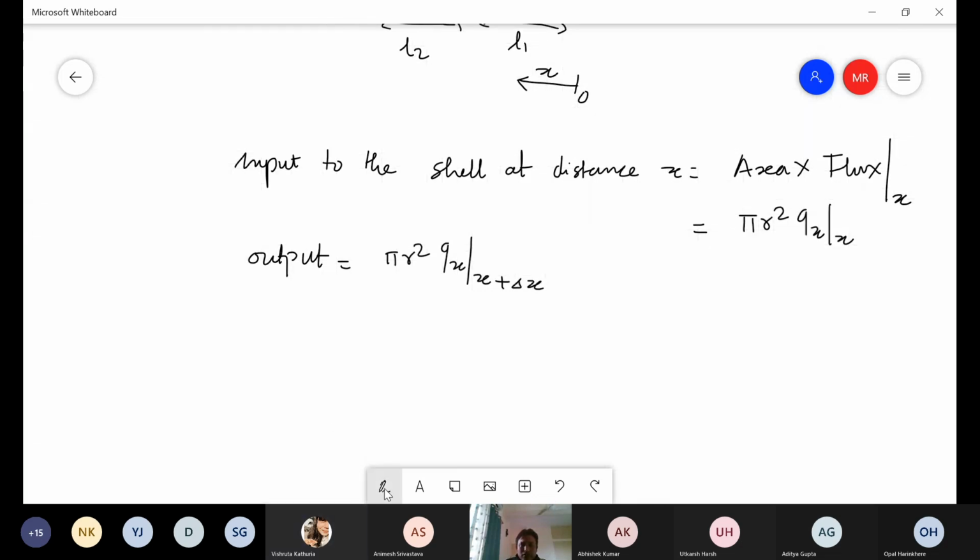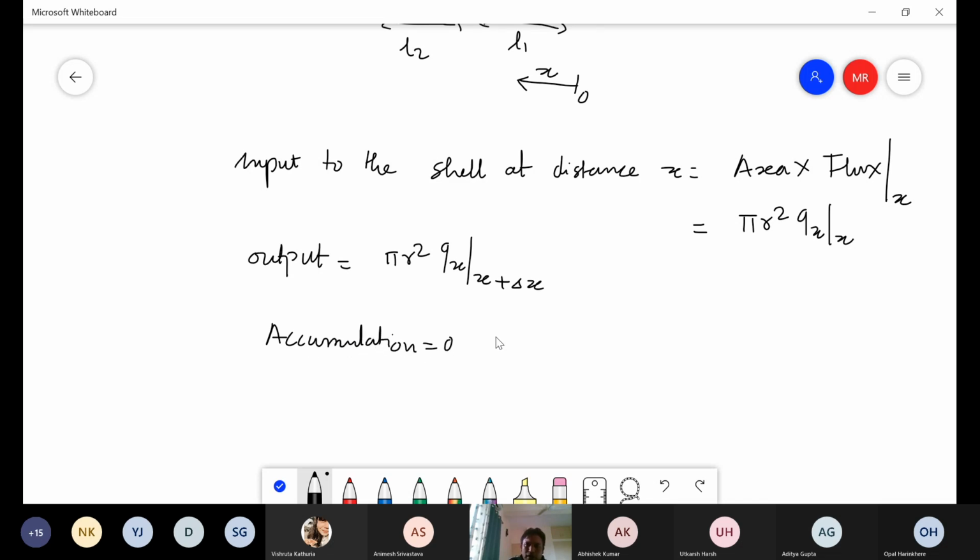Yes, sir. So there is no accumulation. Accumulation is 0, and generation is also 0. So what we are going to get? Input will be equal to output.